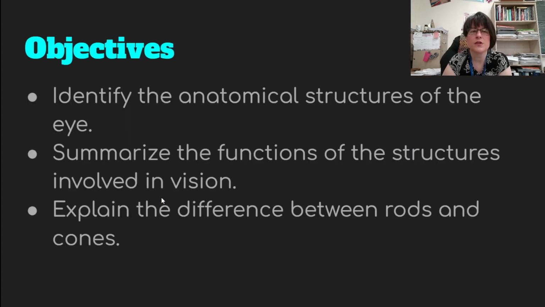So, our objectives were to identify the anatomical structures of the eye, summarize the functions of the structures involved in vision, and explain the difference between rods and cones. Don't forget your 5 questions in the margin and keep watching to answer the questions at the end. And like I said at the beginning, this is the last video, so be preparing for your test.